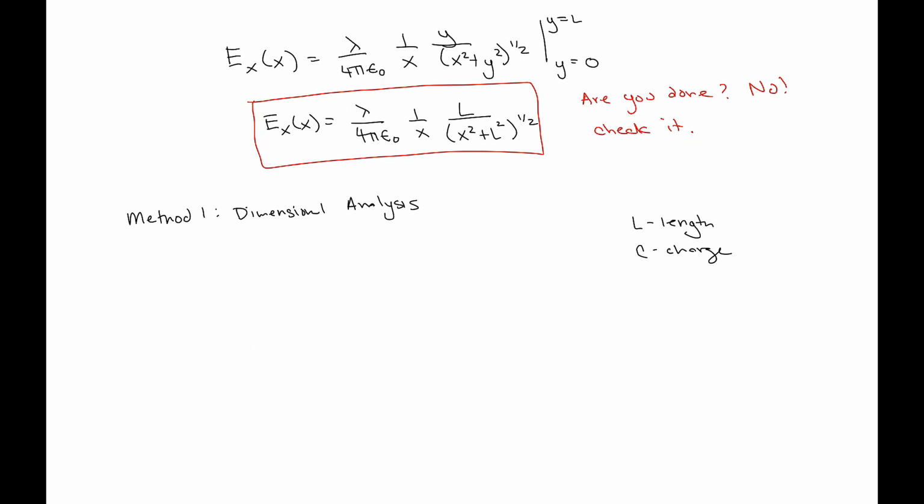Let's start out by writing out some of the units of the components. The charge density, if I assume standard units, is going to be coulombs over meters. Epsilon naught is going to give me coulombs squared over meters squared over newtons. X and L are both lengths, so I'm going to assume SI units of meters. And the answer, which is an electric field, should have units of newtons over coulombs.